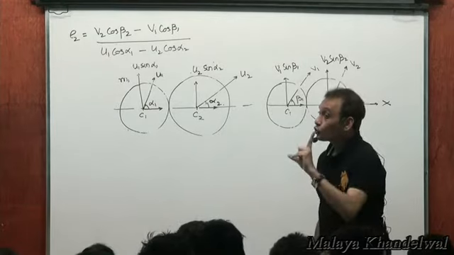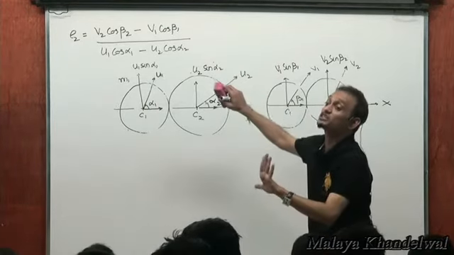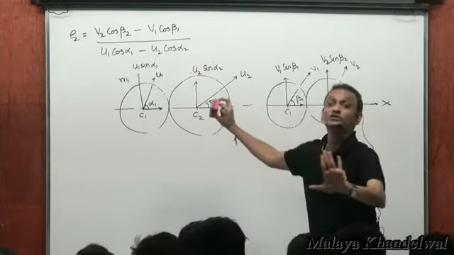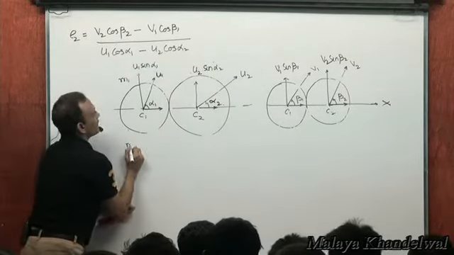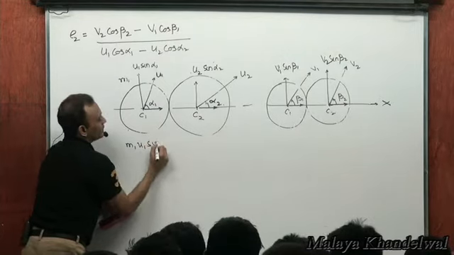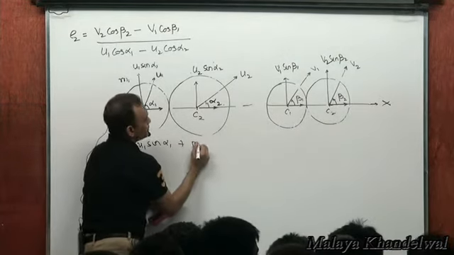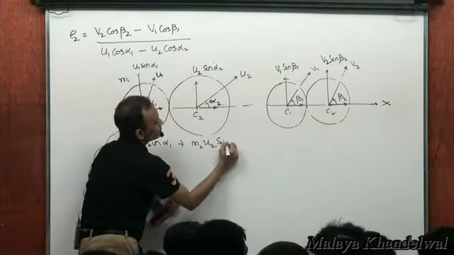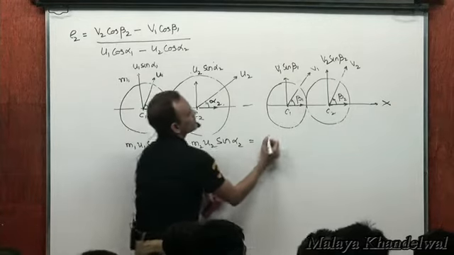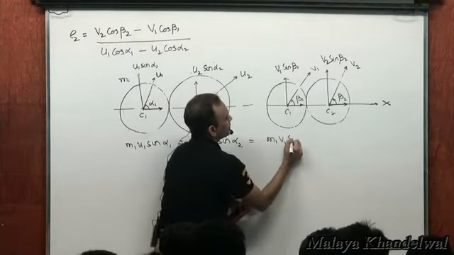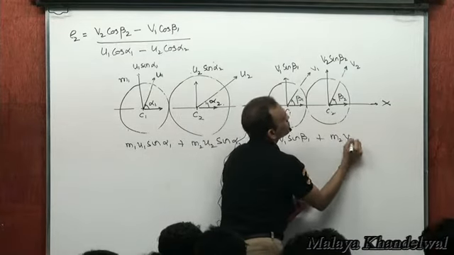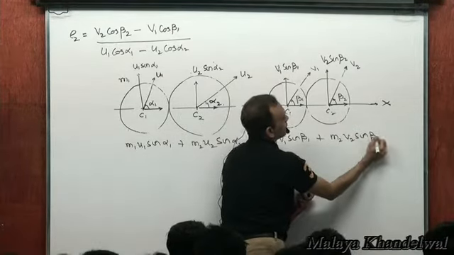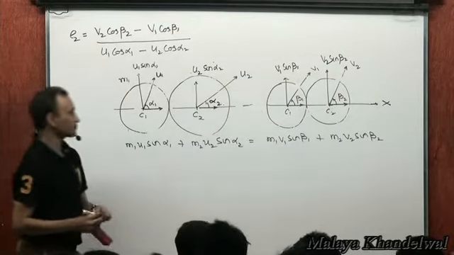But the total linear momentum in this direction will still be the same whether smooth or not. That means I can still say m1 u1 sine alpha 1 plus m2 u2 sine alpha 2 equals m1 v1 sine beta 1 plus m2 v2 sine beta 2 can still be said.